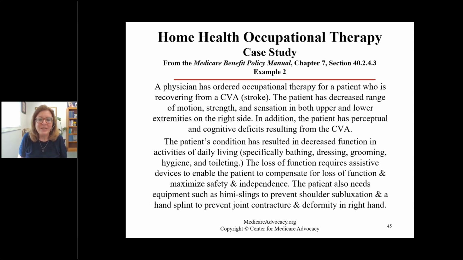As Ciera and Sharmila had mentioned, this is your occupation, is how you live in your home. But the important thing to look at from this case study is the fact that any individual, for whatever reason, be it a stroke, be it an injury or an illness, they have, in this particular case, decreased range of motion, strength, and sensation in their upper and lower extremities. So any of these types of symptoms are going to lead to the need, potentially, for occupational therapy.